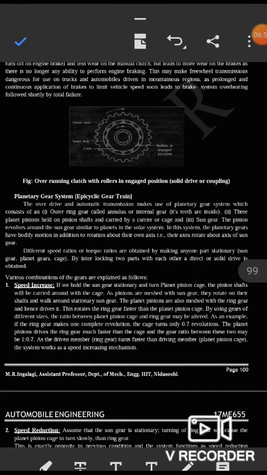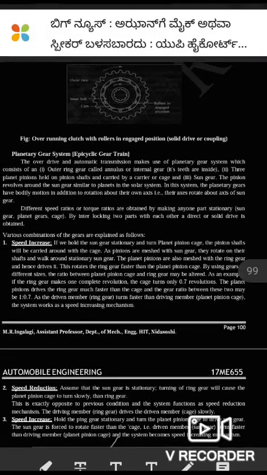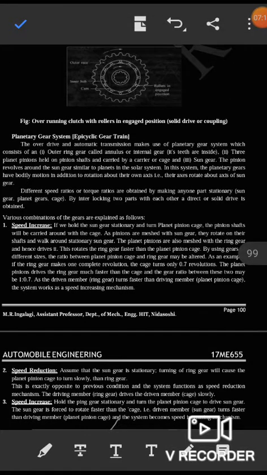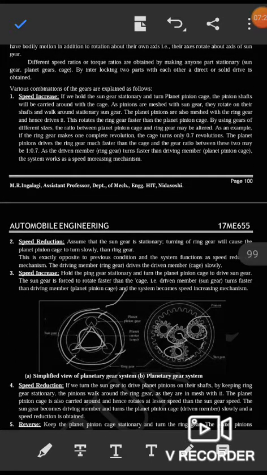Different speed ratios or torque ratios are obtained by holding any one part, like the sun gear, planet gear or cage, stationary. By locking two parts together, a direct or solid drive is obtained. The various combinations of gears are explained as follows. We have different gear combinations that I can explain here.